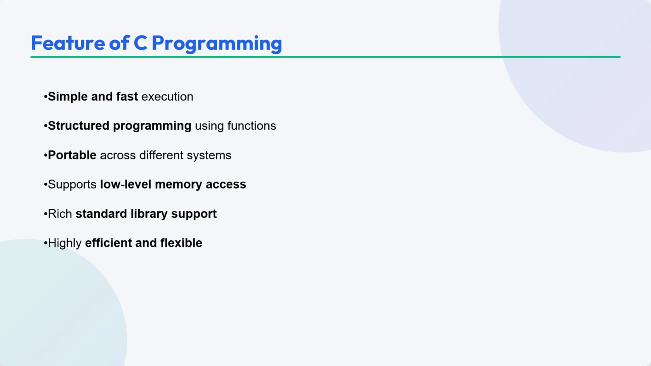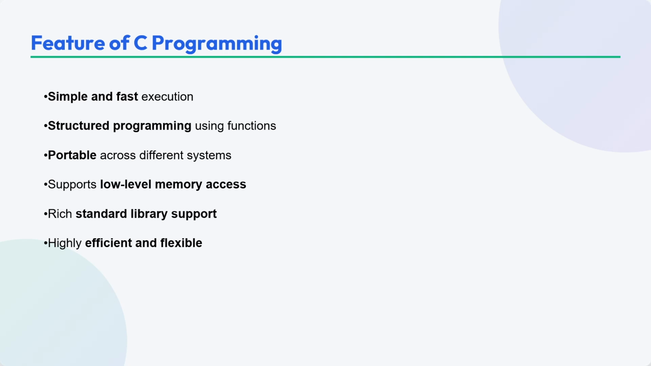Next point is it is portable across different systems. As C is a middle level language, it can be operated on various systems. Next is it supports low level memory access. The memory storage for C language is very less. It uses less space to store.